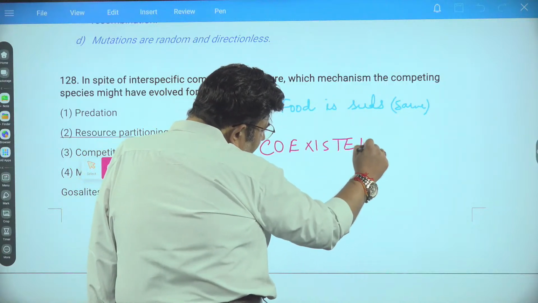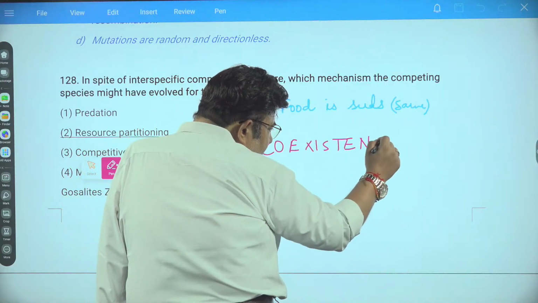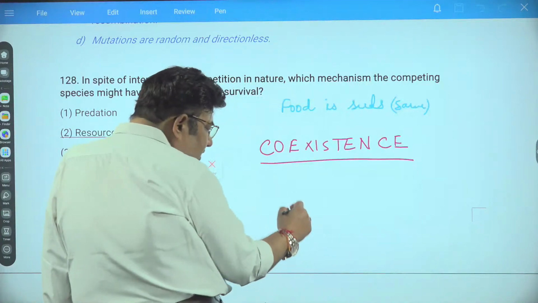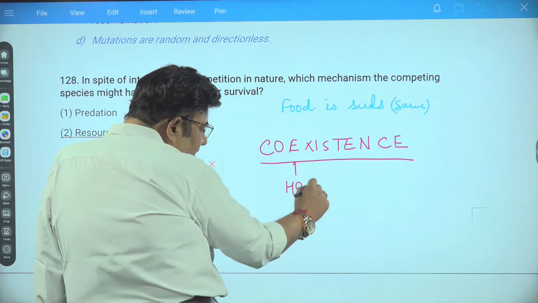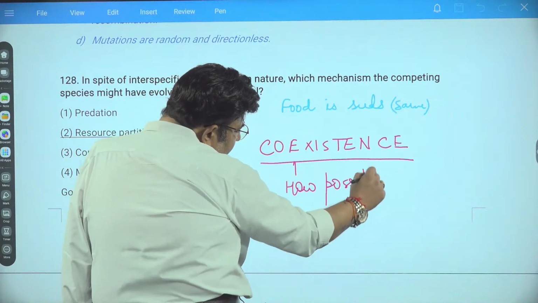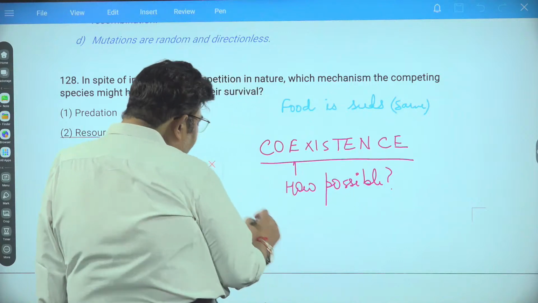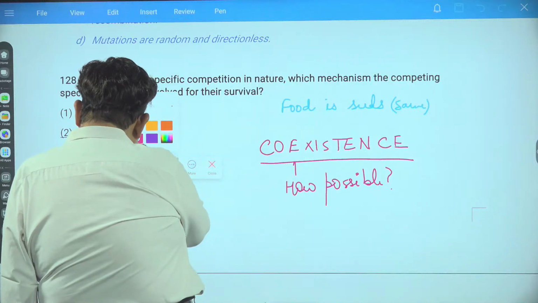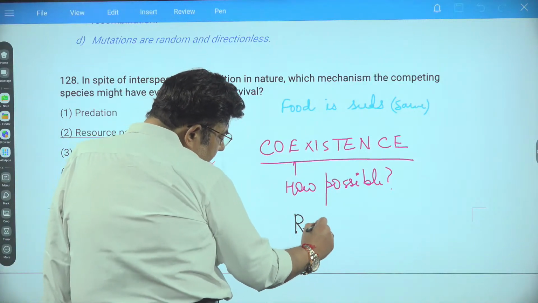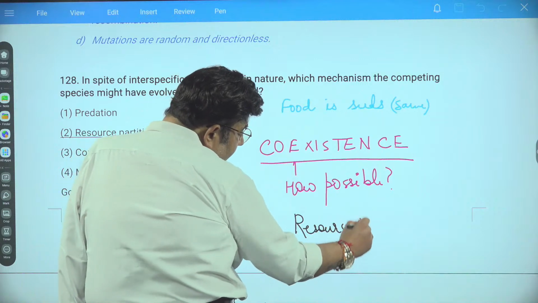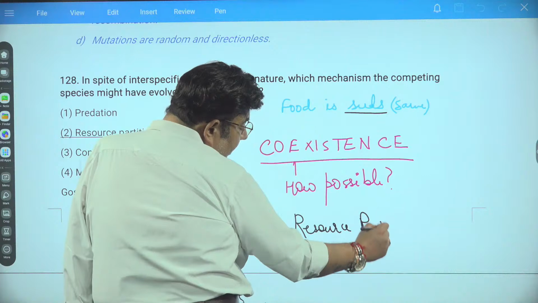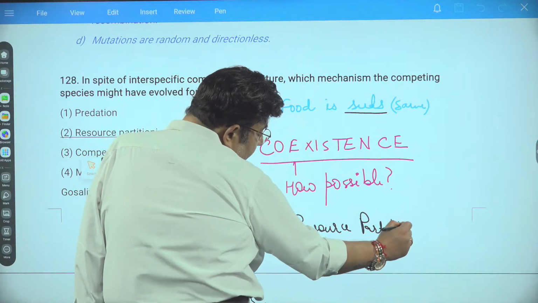Coexistence. A phenomenon called coexistence. Now, how is coexistence possible? MacArthur said it is possible by something known as resource partitioning. What is the resource? The seeds. Resource partitioning.